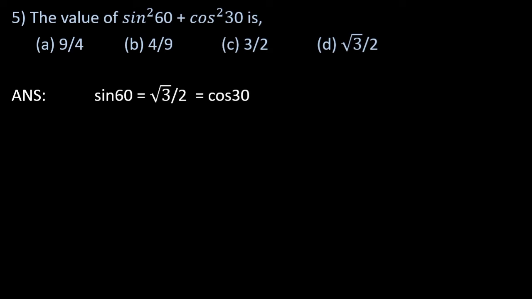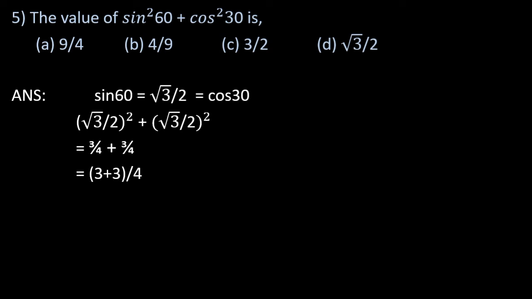Now we square it and add it. So the square of root 3 by 2 plus the square of root 3 by 2. What is root 3 whole square? The square and root cancel, so we get 3, and 2 squared is 4, so 3 by 4. The other one also gives 3 by 4. Now the denominators are the same, so directly we can add: 3 plus 3 by 4. 3 plus 3 is 6 by 4. Now we can divide by 2: 2 threes are 6, 2 twos are 4. Therefore the answer is 3 by 2. Option C, 3 by 2 is the correct answer.